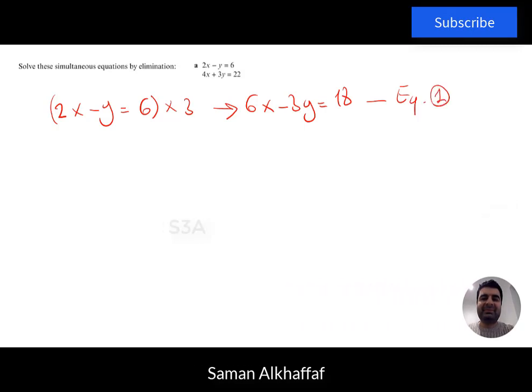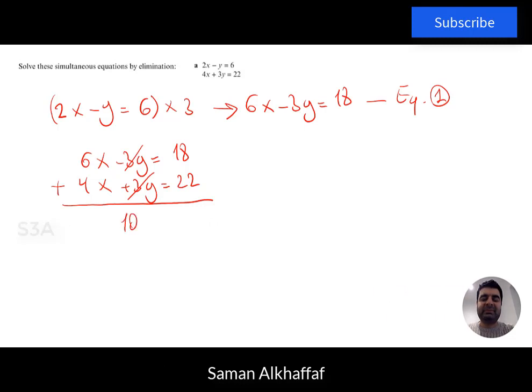Now we will add the 2 equations to each other. So we would have 6x minus 3y equal 18 added to 4x plus 3y equal 22. So we add these 2 together. When we add them, the minus 3y and plus 3y will disappear. We add the 6 and 4, that would give us 10x equal 18 plus 22, that would give us 40. Now we would have x equal 40 divided by 10, and that would give us 4, which will be our value for x.